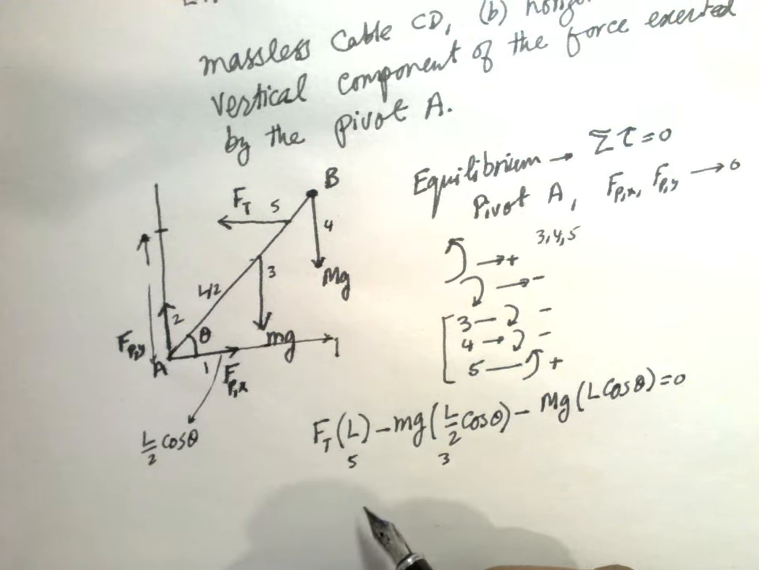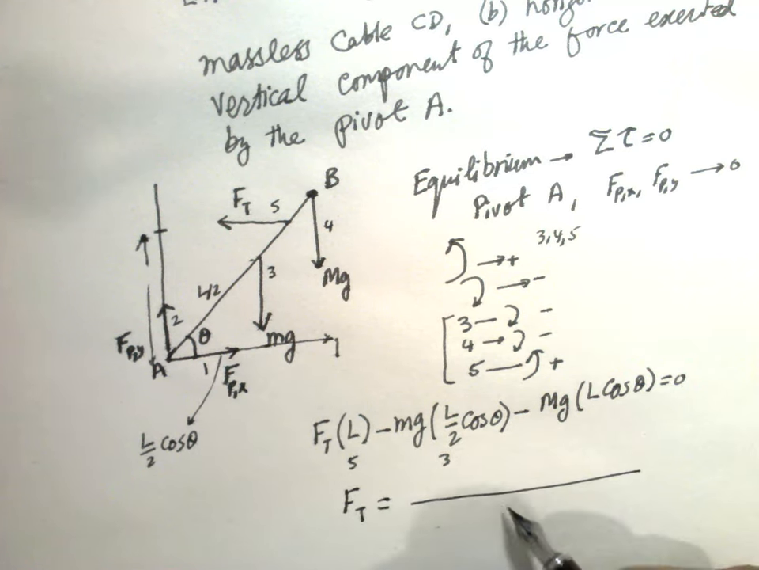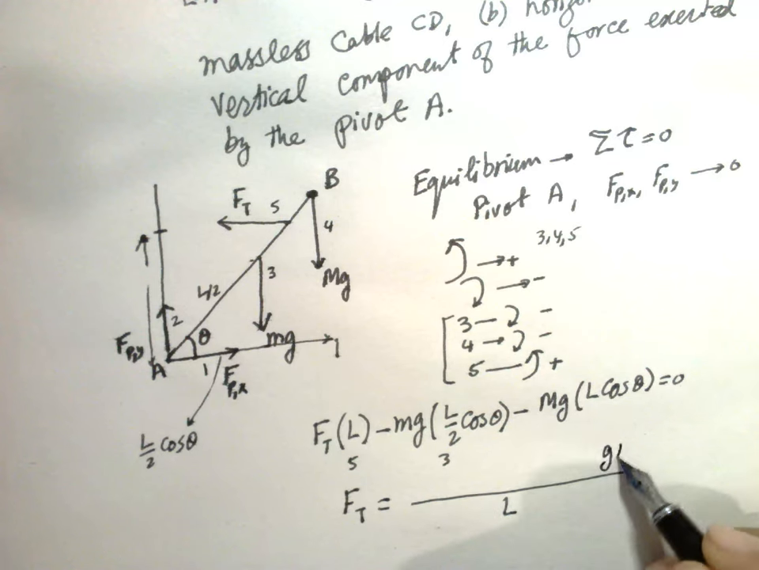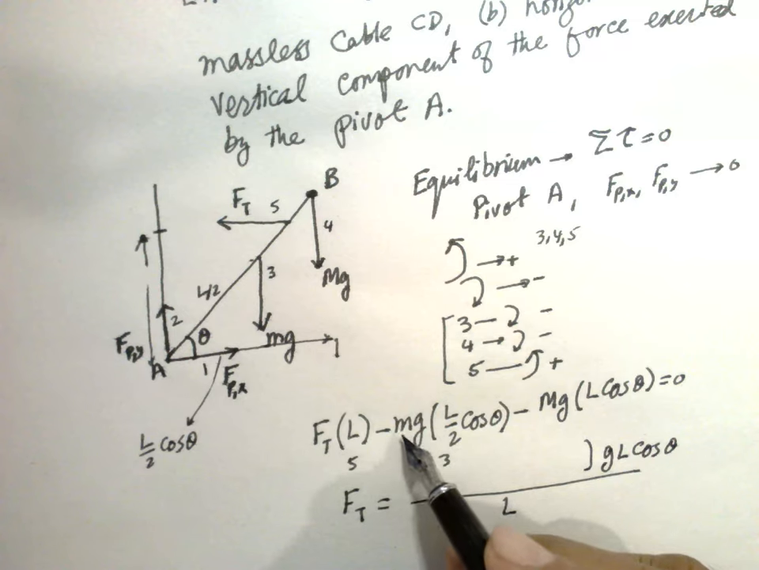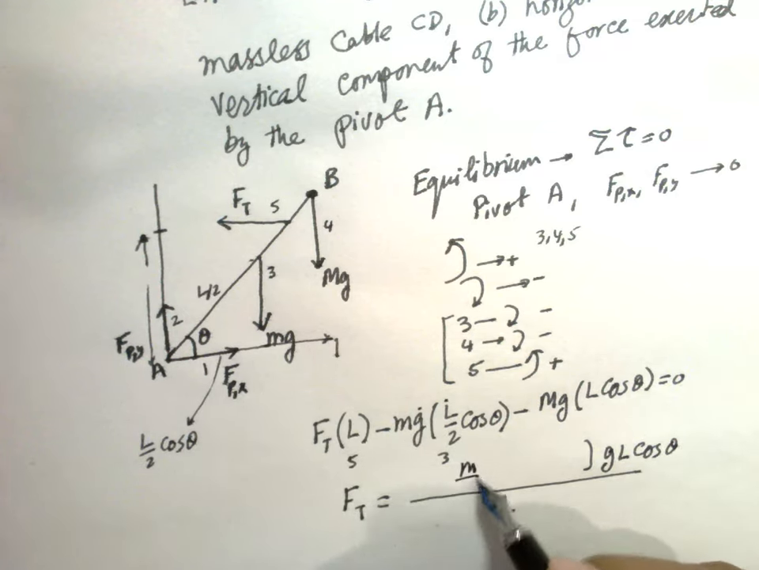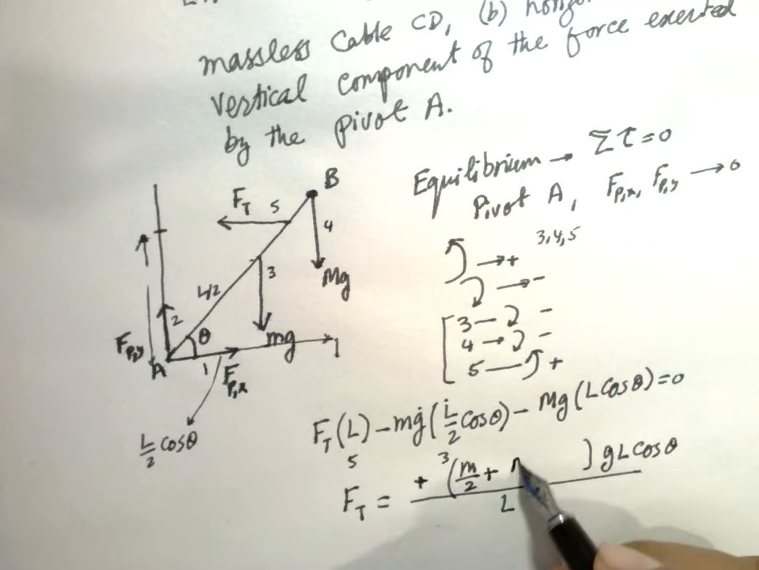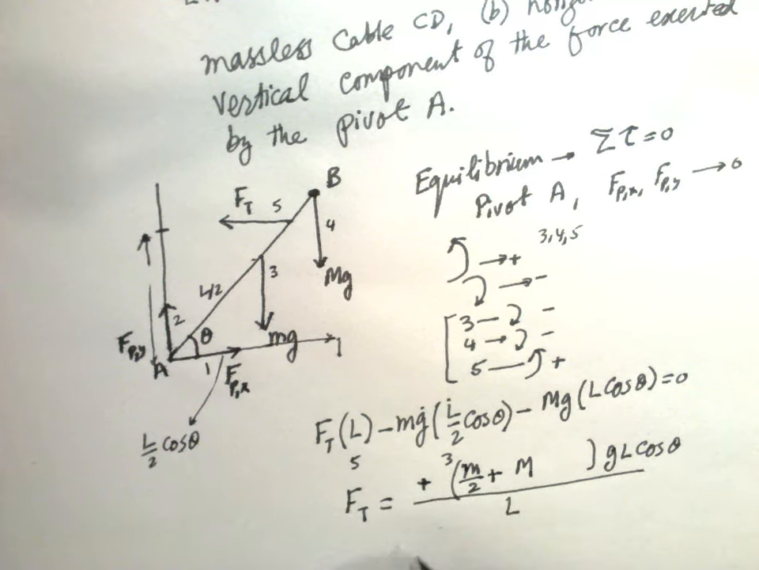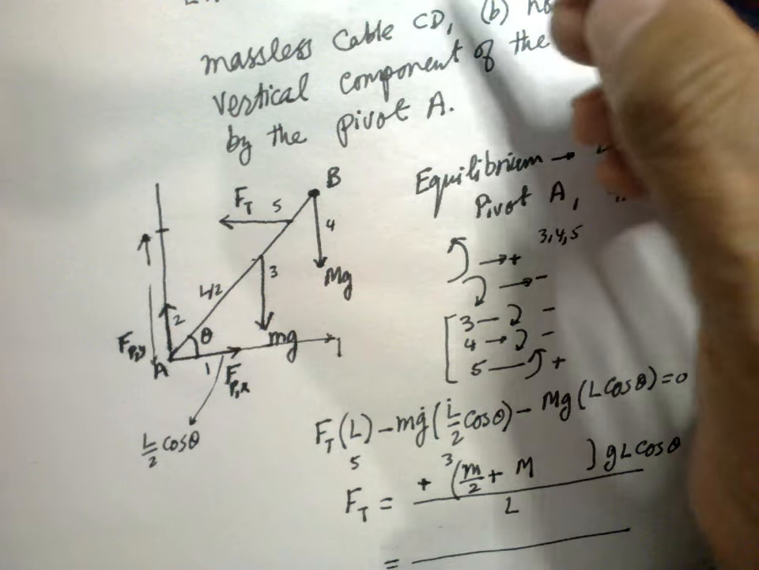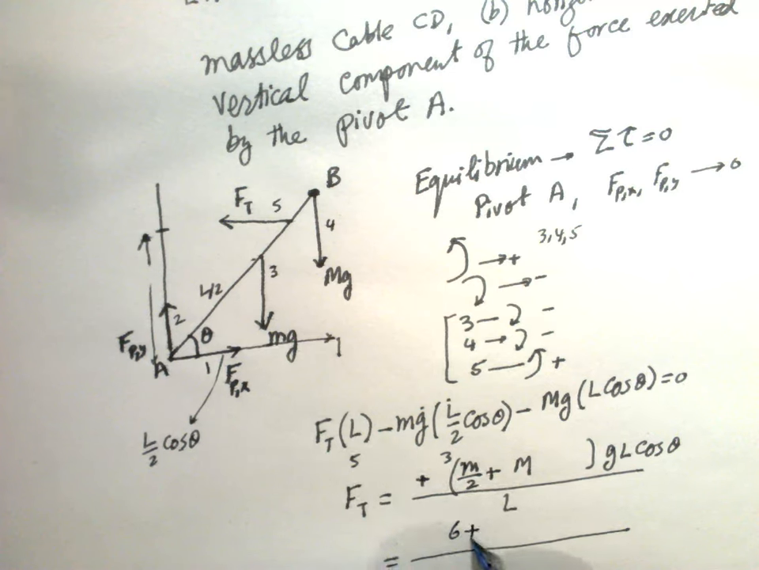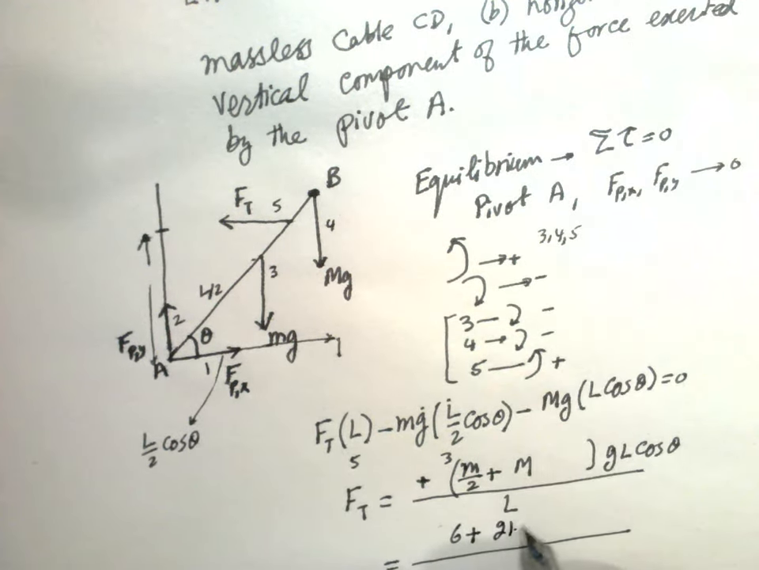So if you substitute the values, then we can be able to get this expression FT, which is equal to, this is divided by L, and GL cos of theta is common, so GL cos theta, so small m by 2 plus capital M. So this, if you substitute the value, so small m is 12, the pole, so half 6 plus capital M, which is equal to 21.15 into 9.81 into L.